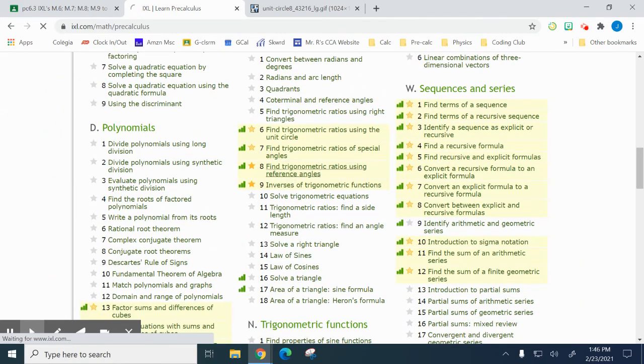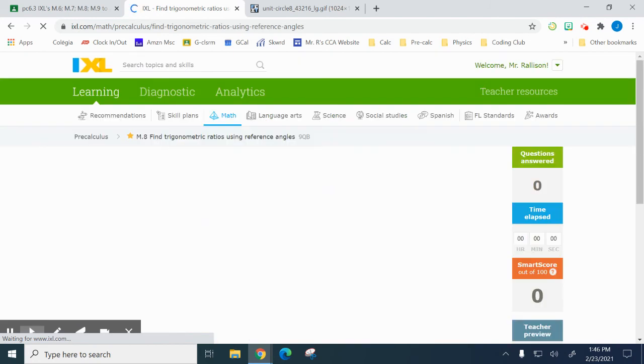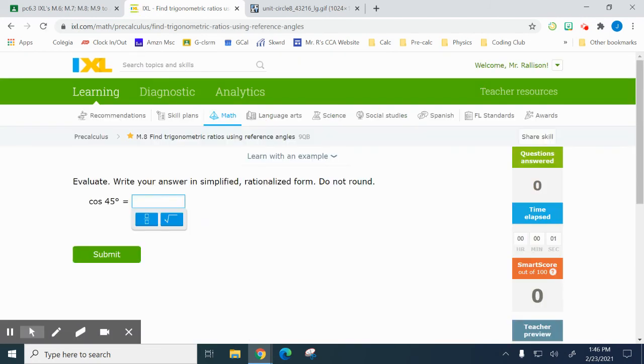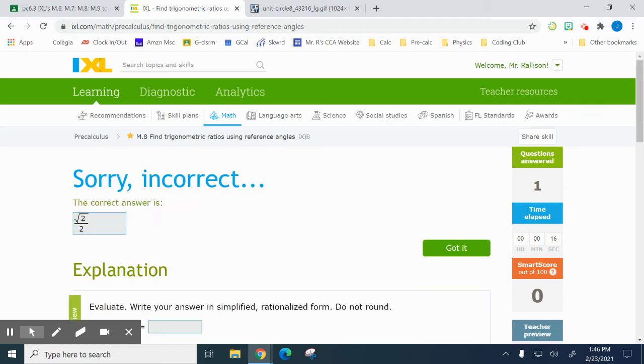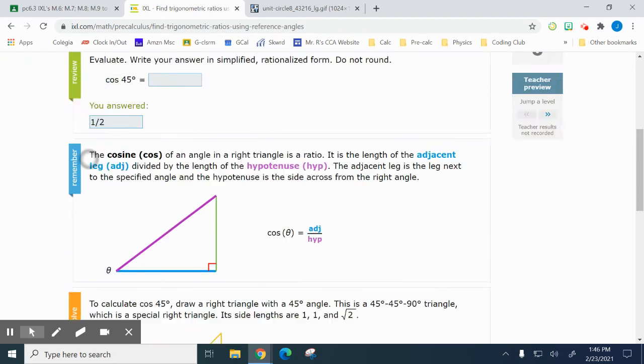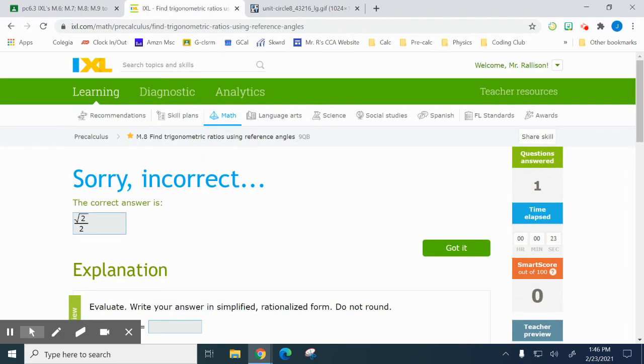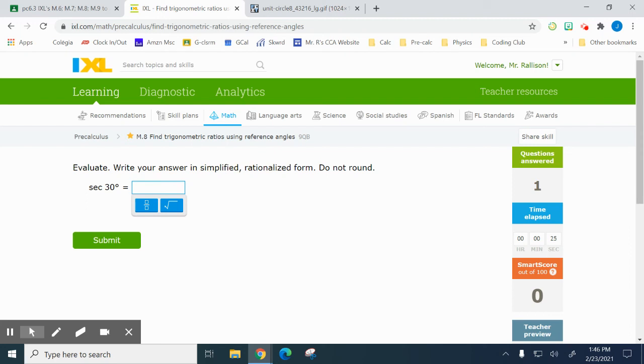M8, find trigonometric ratios using reference angles. Write your answer in simplified rationalized form, don't round. Cosine of 45, so this is going to be kind of the same thing, right? What's the cosine of 45? It's 1/2. Is that going to take it? Oh, no, it's not. Anyway, I'm trying to work too fast because I know some people had some problem.